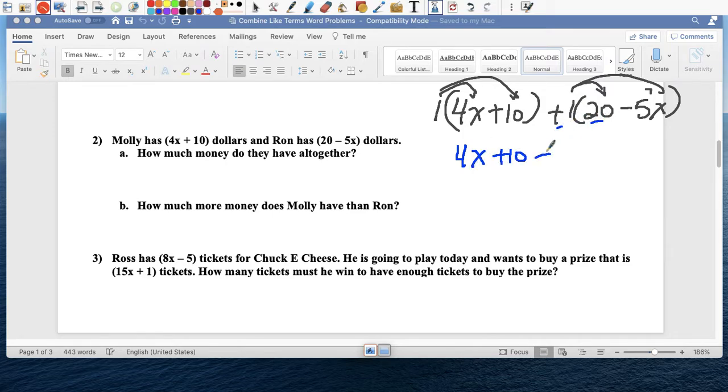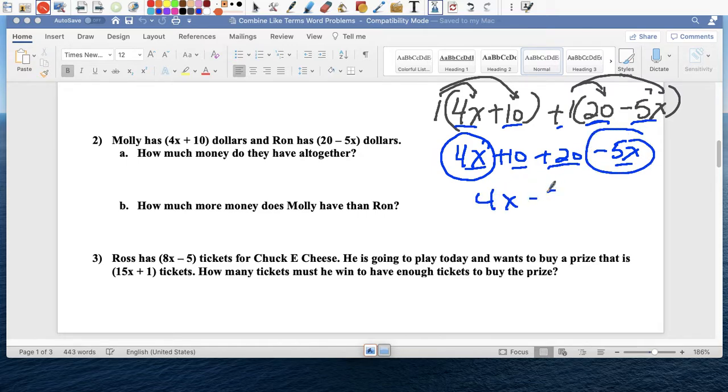Positive times a positive is a positive 20. Positive times a negative is a negative. And notice that the 20 minus 5x is the same here. The 4x plus 10 is the same here. Combine like terms. It's going to be 4x minus 5x, and then plus 10 plus 20. So these two we're going to combine, and these two we're going to combine. That's 4x minus 5x, negative 1x, plus 30.